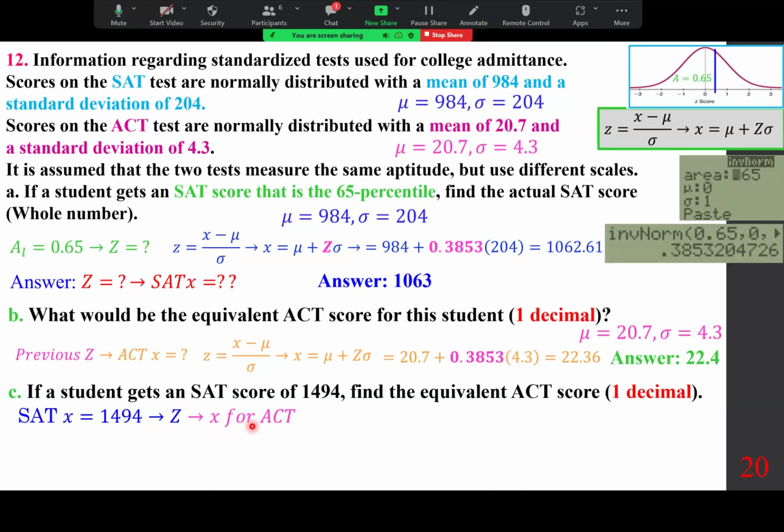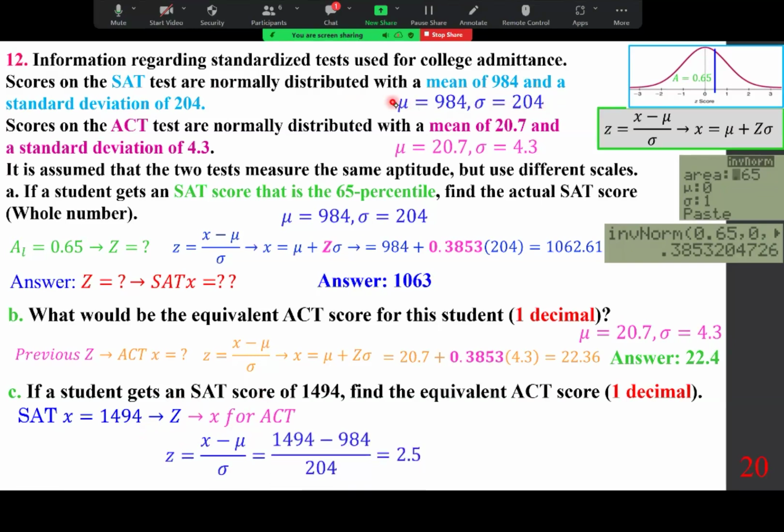Z is X minus mu over sigma. And for SAT, of course, X is given, 1494. Mu and sigma for SAT are those, resulting in 2.5. So that means for them to be identical, they both must have the same Z score of 2.5. So if the Z score is 2.5 for ACT, what is the X? Again, remember, X is mu plus Z sigma. And we use this formula, but mu and sigma come from here. 20.7 plus 2.5 times 4.3. And we want one decimal, so 4 changes to 5. 31.5 is the final answer. Again, pretty straightforward, everybody.